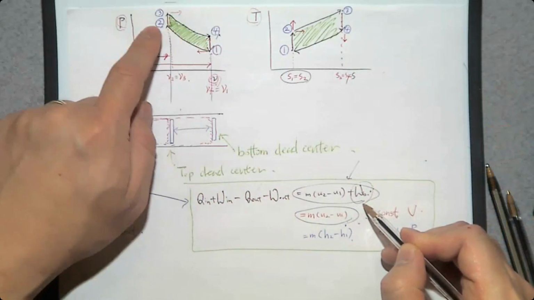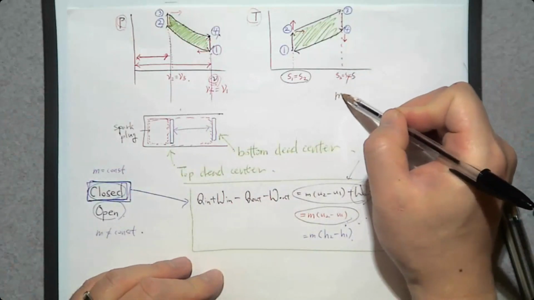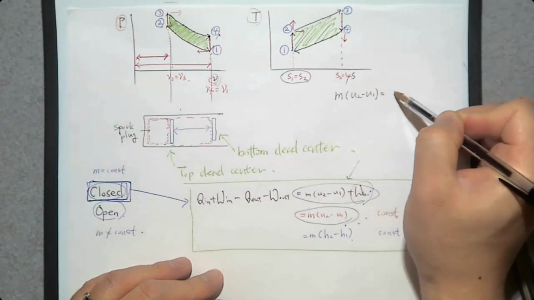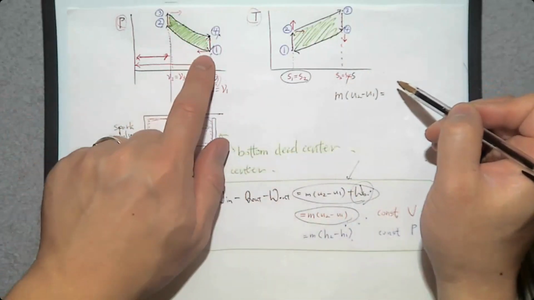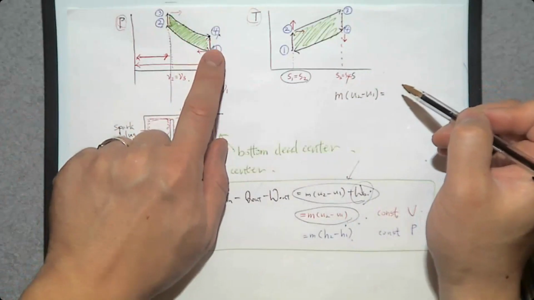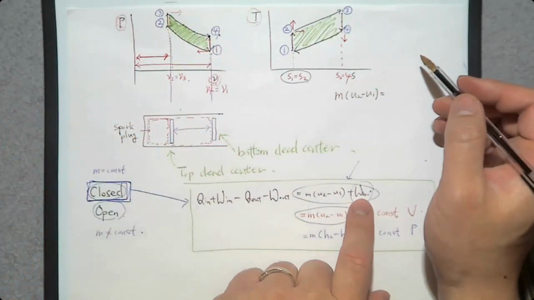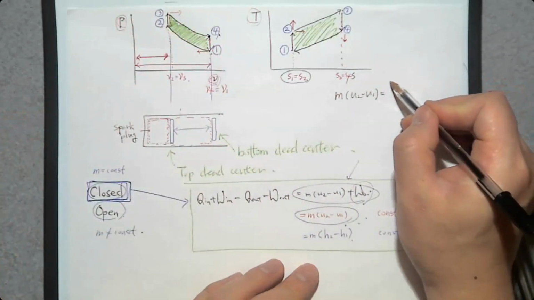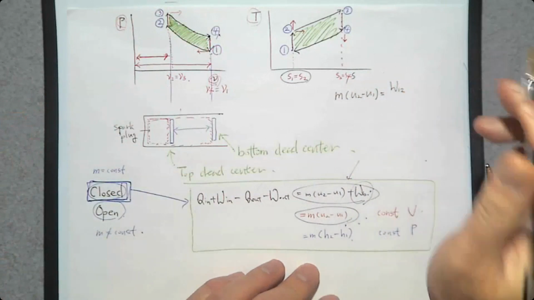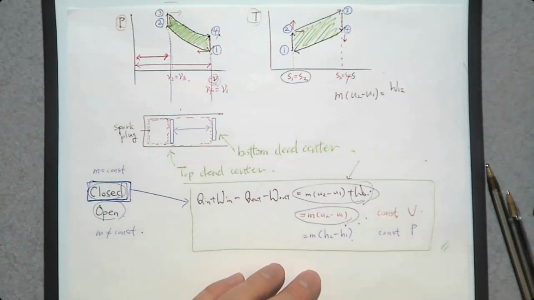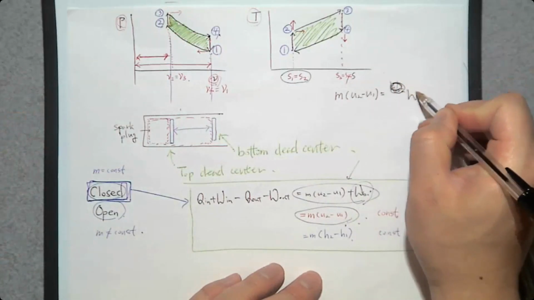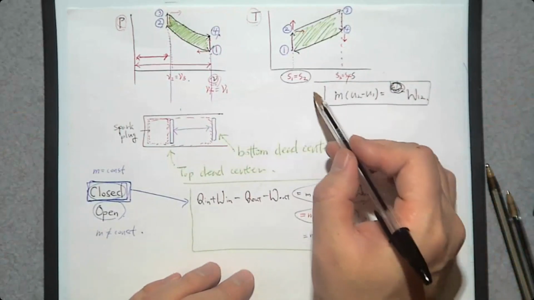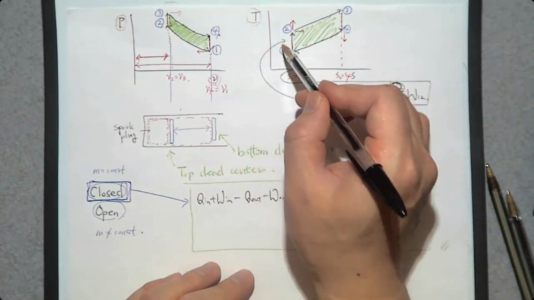So for process 1 to 2, we can say m(U2 minus U1) is going to be the moving boundary work, but there is more than one moving boundary work. So let's say this moving boundary work WB is going to be the work between process 1 to 2. So I'm going to say W1,2. I don't know why I wrote it here. W1,2. So this is the energy balance equation for process 1 to 2. This one.